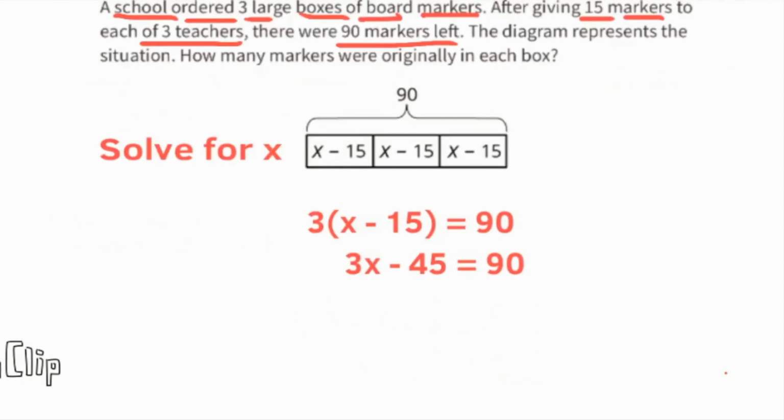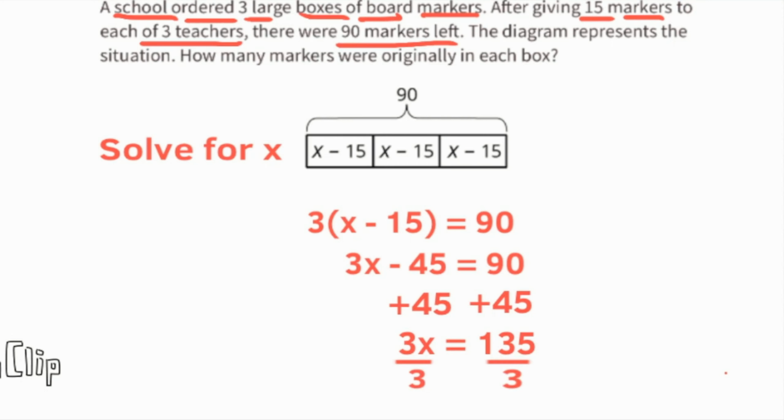To get the x by itself, we need to add 45 to both sides of the equal sign. 3x minus 45 plus 45 equals 90 plus 45. So now we're left with 3x equals 90 plus 45, or 3x equals 135. Next, we need to change the 3x to just 1x, and we'll do that by dividing it by 3.